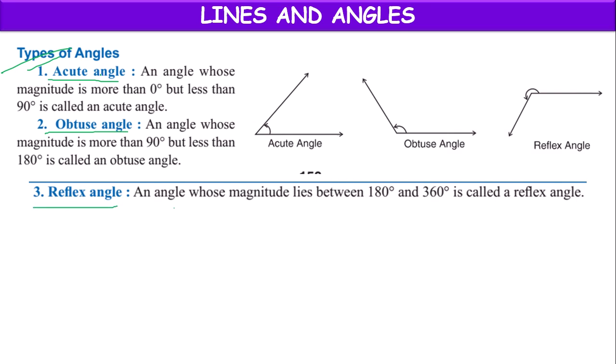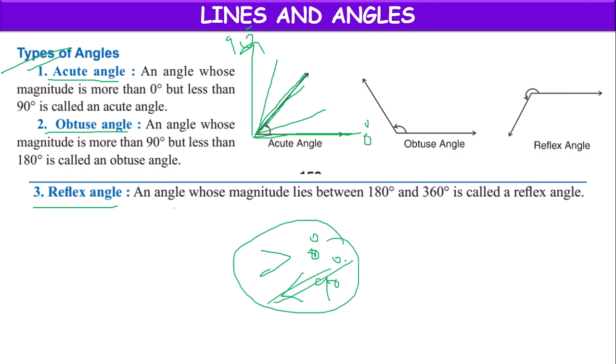Acute angle means an angle whose measurement is between 0 degrees and less than 90 degrees. This is 0 degrees and this is 90 degrees. Between 0 and 90, any angle is considered an acute angle, from the starting point up to 1/4 of the complete rotation. So greater than 0 degrees and less than 90 degrees is called an acute angle.